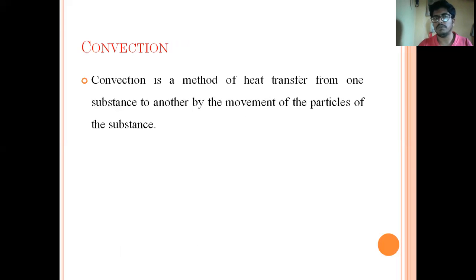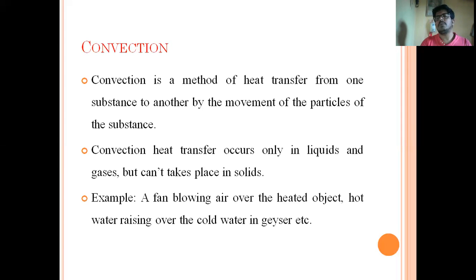Next, convection. Convection is a method of heat transfer from one substance to another by the movement of the particles of the substance. So that is the convection definition. The convection mode of heat transfer can commonly be seen in liquids and gases but cannot be seen in solids. The examples for convection: a fan blowing air over a heated object, hot water rising over the cold water in a geyser. So these are the examples for convection.